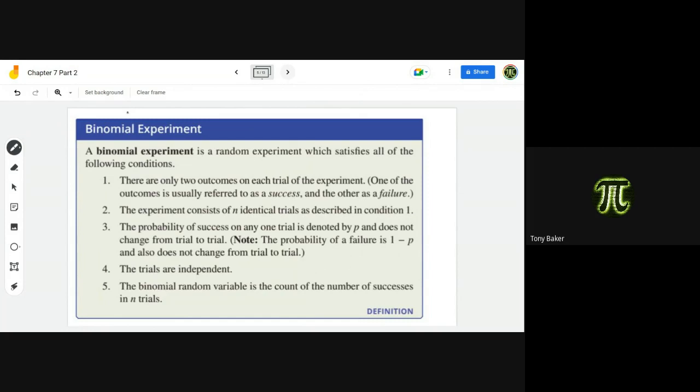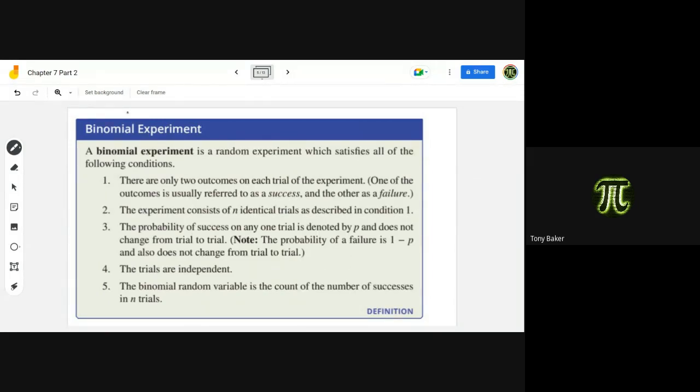Okay. Your success and your failures have to add to what? 1. Okay. They have to add up to the 1.